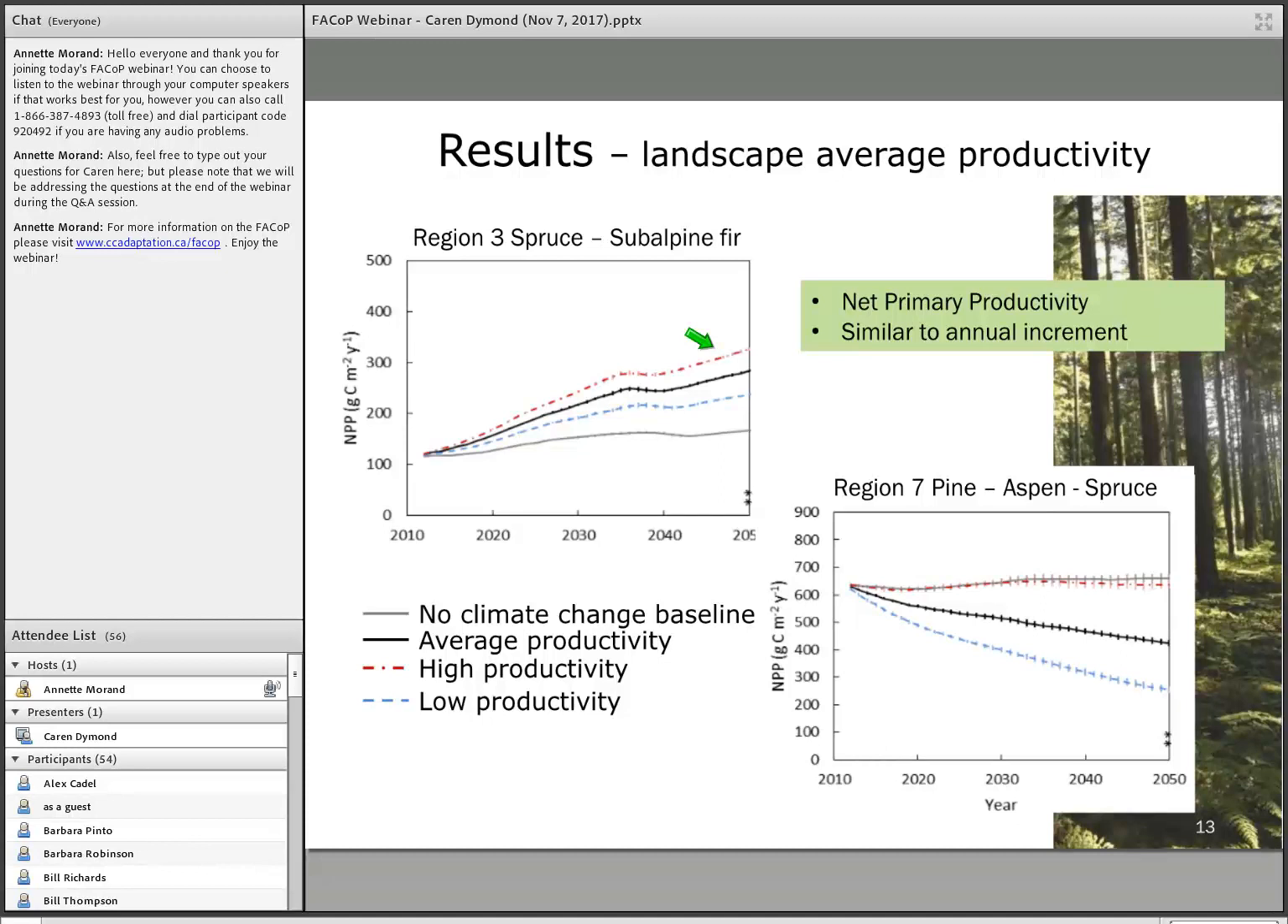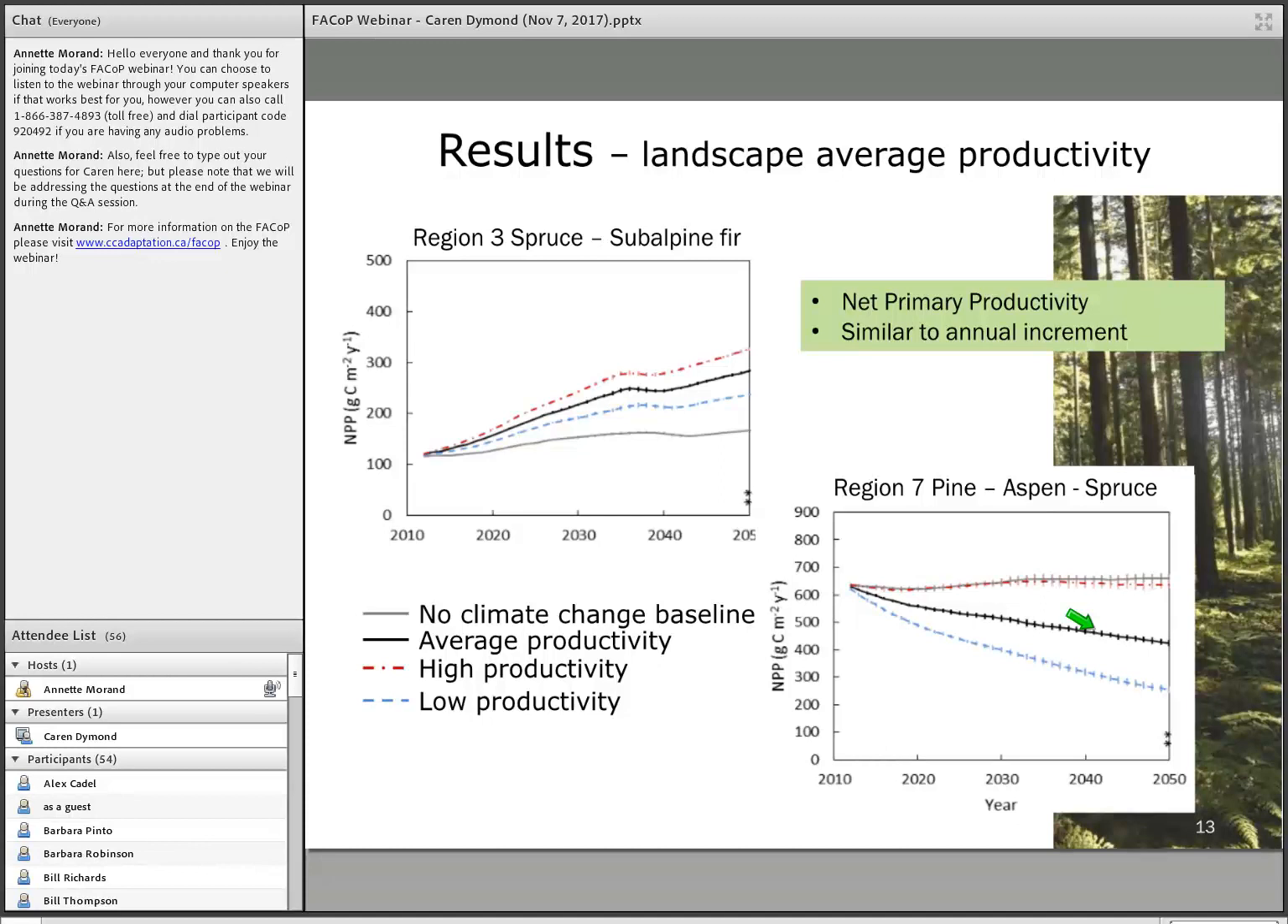You can see that for this region, there is generally an expectation of increasing productivity over the 40, 50 years of the study under climate change. Region 7, though, is a bit different. Here the high productivity scenario under climate change is roughly equivalent to the no climate change scenario. So the best this area is going to do is hold its own. All the risk here is on the downside from climate change.